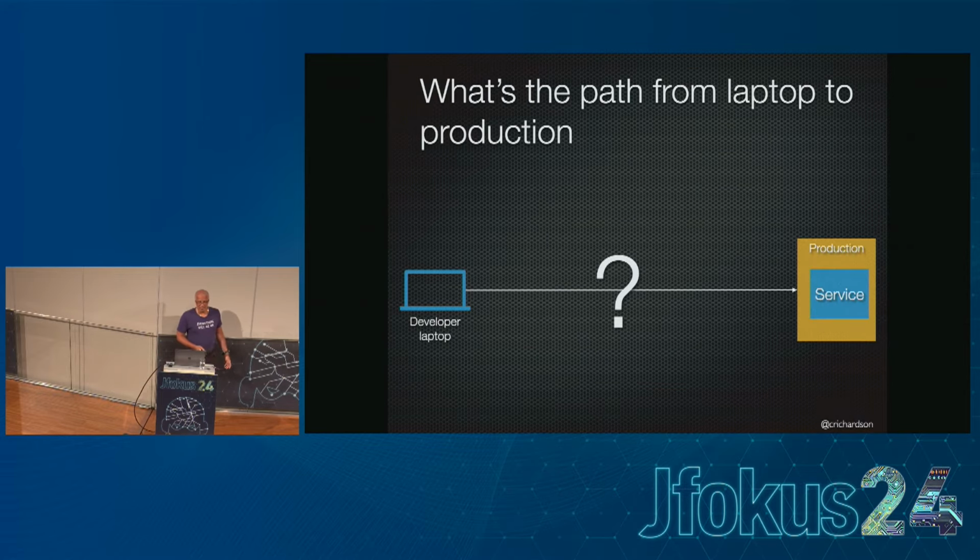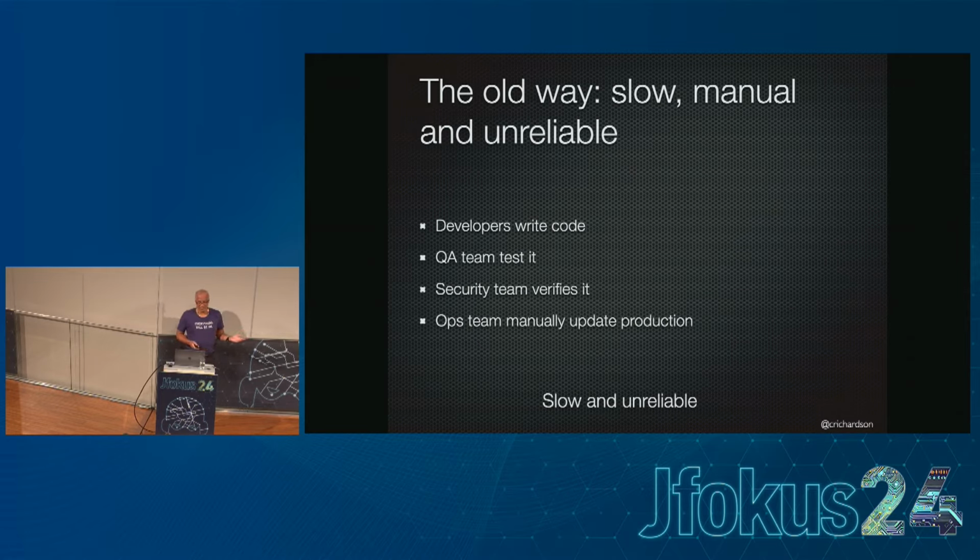So then the big question mark is, what's the path from developer laptop to the production environment? The old way of doing this, obviously, would involve lots of manual handoffs, right? Where I'm a developer, I write code, and apparently I don't test it, so I throw it over the wall to the QA team. And then probably I have to go interact with the security team.